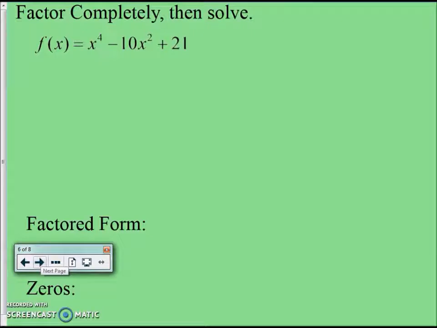We have our fourth example here, x to the fourth minus 10x squared plus 21. We're going to treat this the same as we would a quadratic.